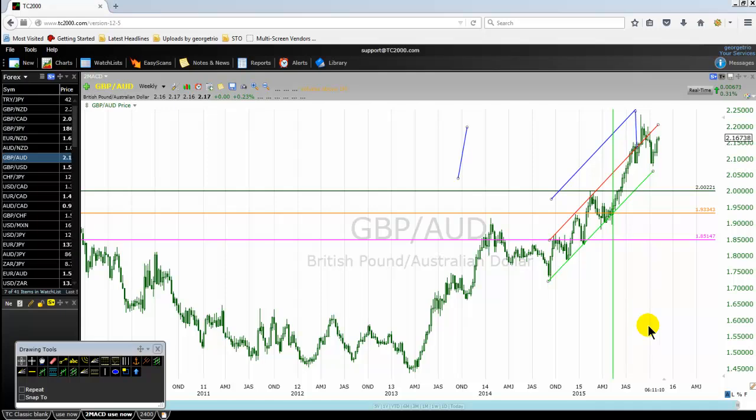How to improve the Elliott wave count like a pro.